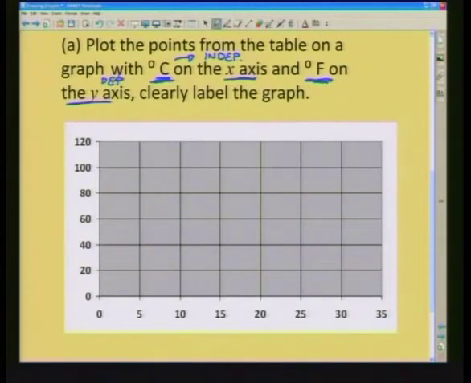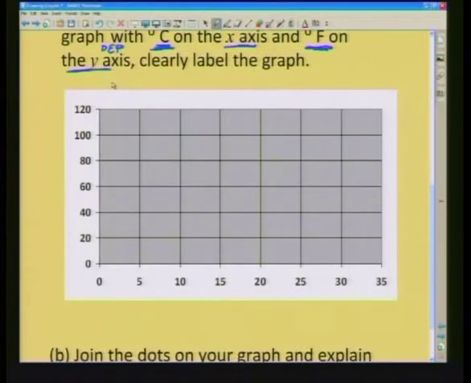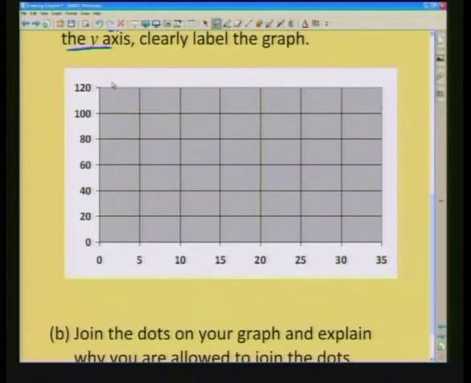They then say clearly label the graph, which you should always do. Make sure that your graph is clearly labeled. And in this case, it's very nice because we've already got the scale drawn for us. We can see that the scale used on the x-axis is 5, and then the scale on the y-axis is 20. Let's label the axes.